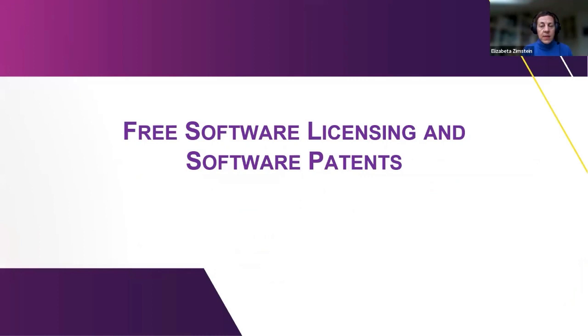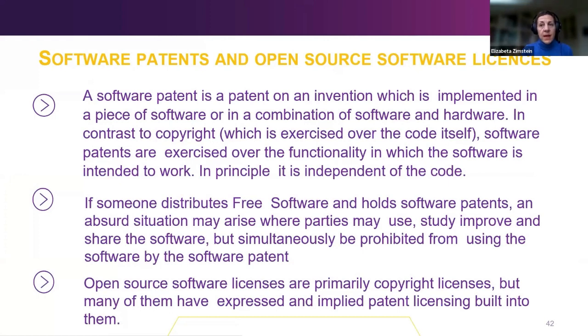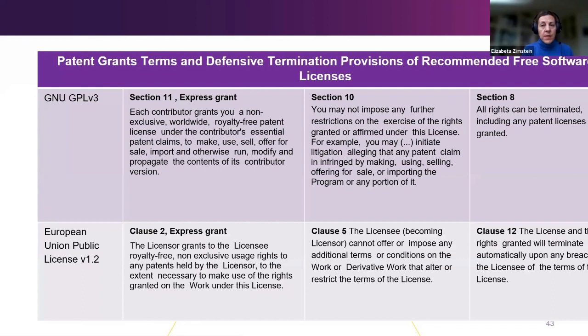Open source software licenses are primarily copyright licenses, but many of them have expressed and implied patent licensing built into them. Software patents are exercised over the functionality in which the software is intended to work. In principle, it is independent of the code. So, if someone distributes free software and holds software patents, an absurd situation may arise where parties may use, study, improve, and share the software code, but at the same time they are prohibited from using the software by the software patent. Patent grant terms and defensive termination provisions of recommended free software licenses are shortly presented here and here.